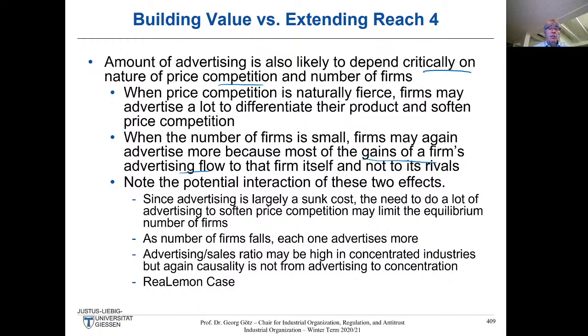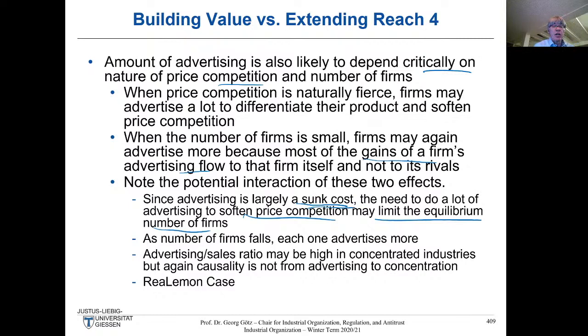Okay, the problem is really that advertising to a certain degree might also increase barriers to entry, as advertising is largely a sunk cost. So by softening price competition, you may limit the equilibrium number of firms because you have to invest so much in advertising. That relates to some of the work John Sutton has done in his books, sunk cost and market structure, where he looks into sunk cost caused by advertising.